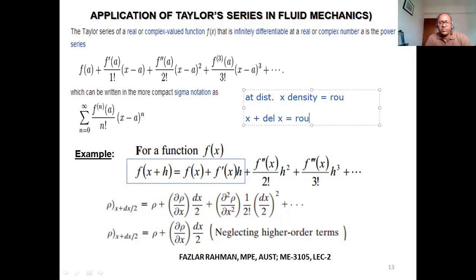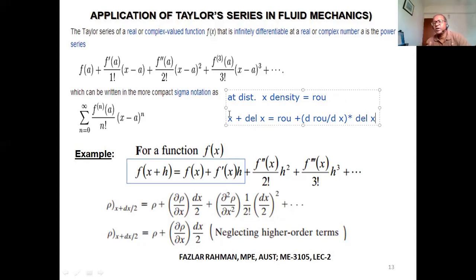So I can put rho plus f prime. What does f prime mean? You take the derivative of the function. That means I can say d rho divided by dx. So d rho by dx is my derivative, into h. What is my h now over here? This is del x. So this way, given the value of a function at a certain point, we can figure out the value near that point.